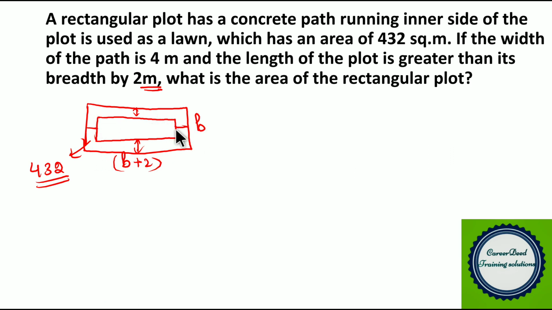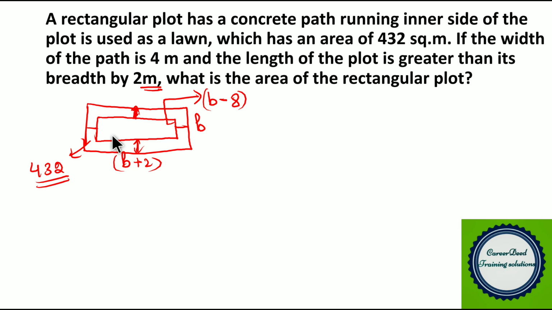Now if you take the breadth of the inner plot, how much will this be? Because at the top you have 4 meter and at the bottom you have another 4 meter. So 4 plus 4, 8 meter gone. So this inner breadth can be written as B minus 8.